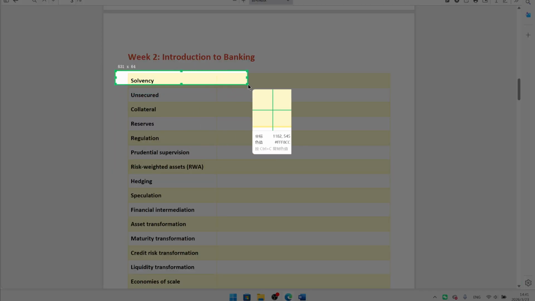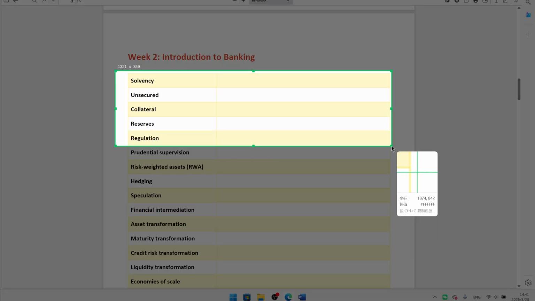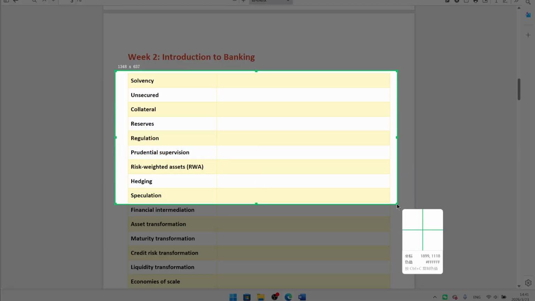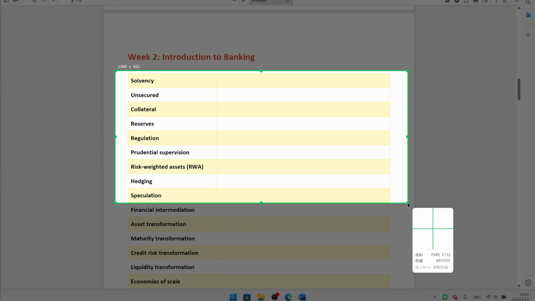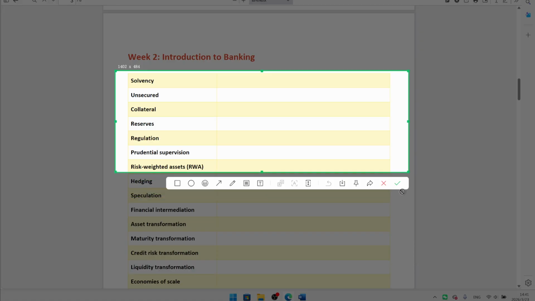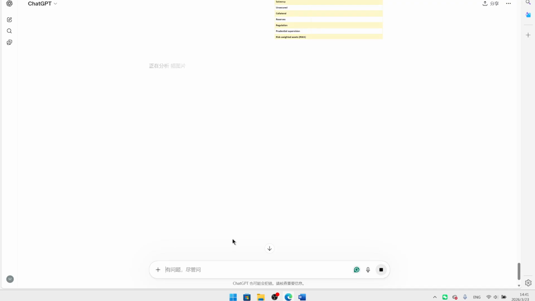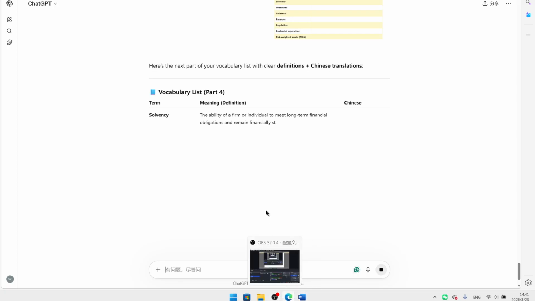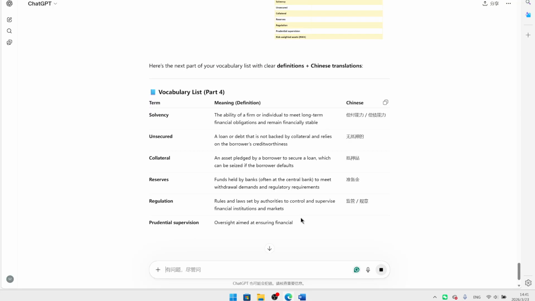The first part is solvency, unsecured, collateral, reserves, regulation, hedging, speculating. That's all. That's good. I think I just confused it. No worries, GPT is clever enough to understand what I should know.